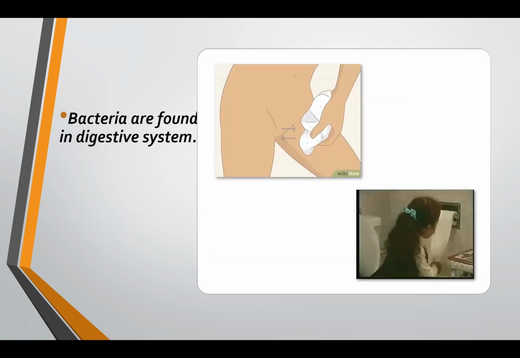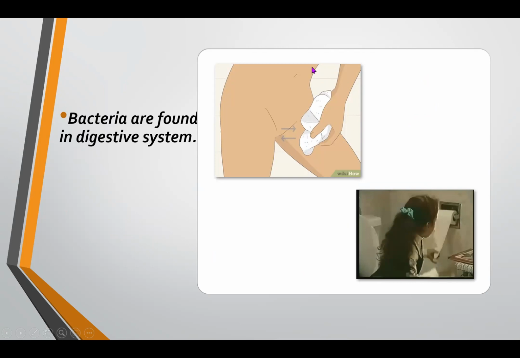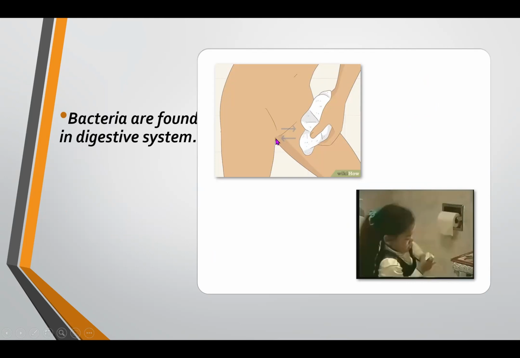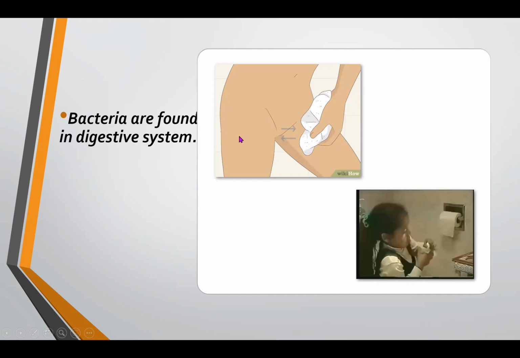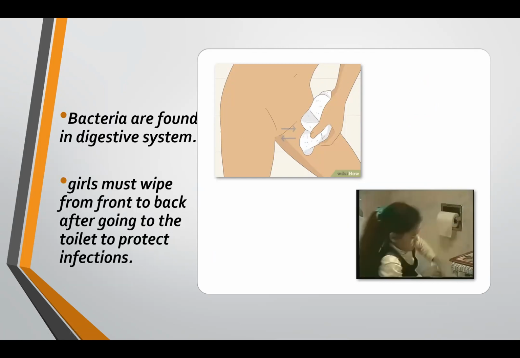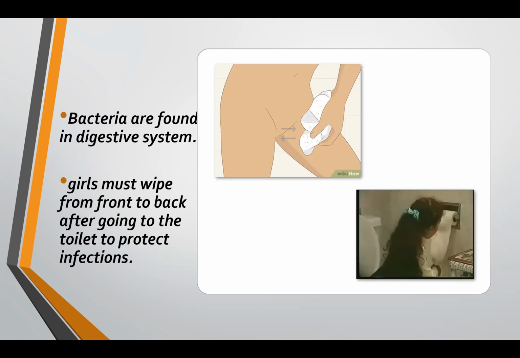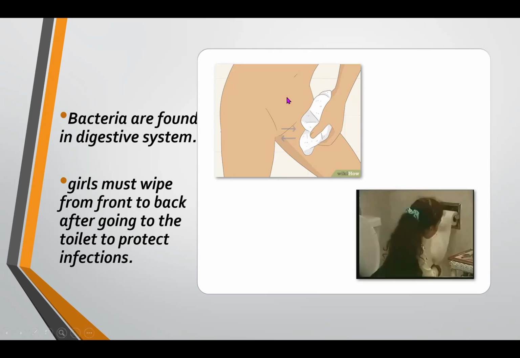And also, bacteria are found in the digestive system. The bacteria in our digestion can also cause infection in our lower part area, because what we eat sometimes can affect our urinary system. Sometimes when we eat spoiled food or very spicy food, it can give us bacteria or infections as well.